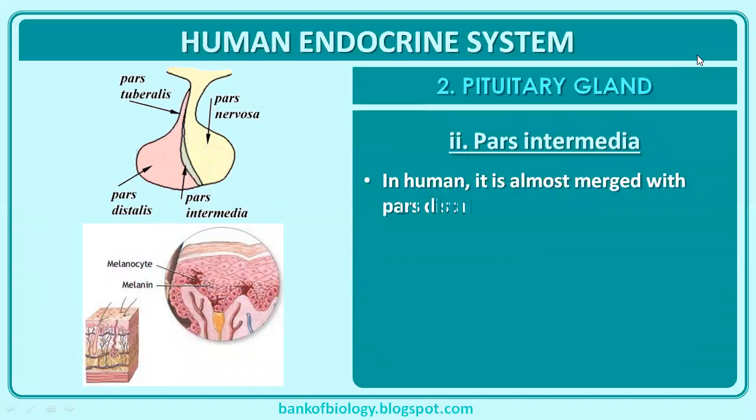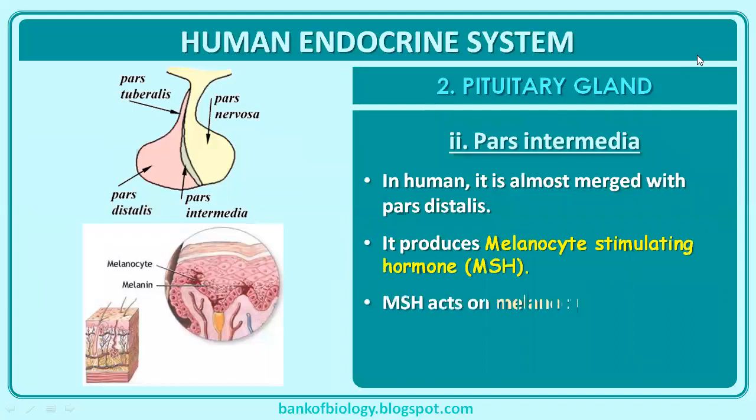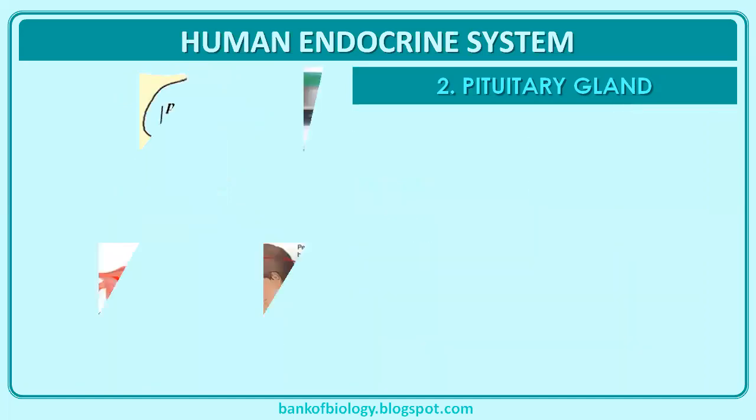Now the hormones of the pars intermedia. The pars intermedia is almost merged with the pars distalis here. It produces a hormone called melanocyte stimulating hormone. MSH acts on the melanocytes to regulate the pigmentation of the skin. MSH is said to be antagonistic to melatonin. What melatonin is will come now.